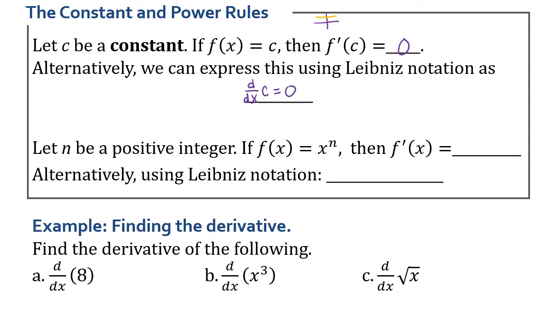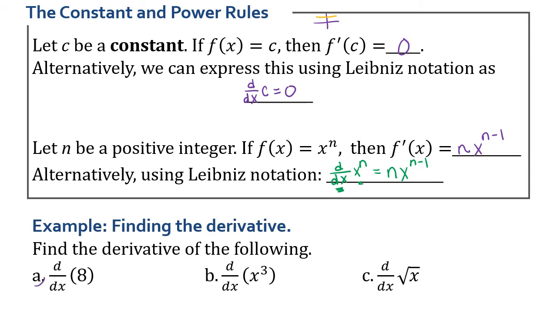Let n be a positive integer. If f of x equals x to the n, then the first derivative is n times x to the n minus 1 power. Again, if I use Leibniz notation, we would say d over dx of x to the n. This means taking the derivative of this function with respect to x, and that is n times x to the n minus 1.